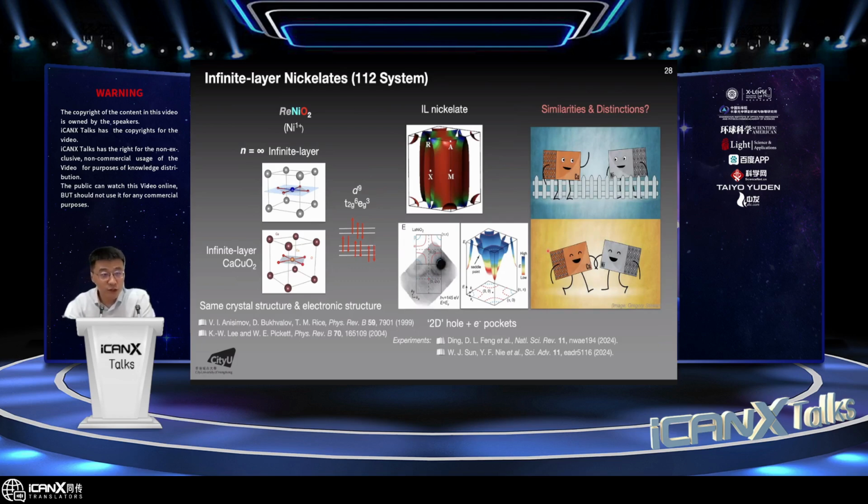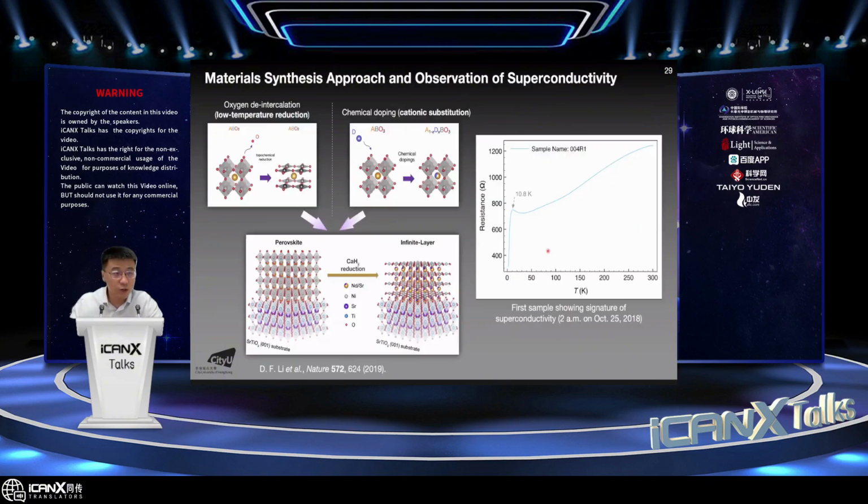In terms of the material synthesis, we utilize a very special technique, the so-called oxygen deintercalation process, to synthesize these infinite-layer nickelates. And by using chemical doping to introduce extra charges, we can turn these infinite-layer nickelate materials into a superconductor. Of course, these materials are grown as thin films on a single crystal substrate. And so far, superconductivity was only observed in these thin film materials, not in bulk for this particular system.